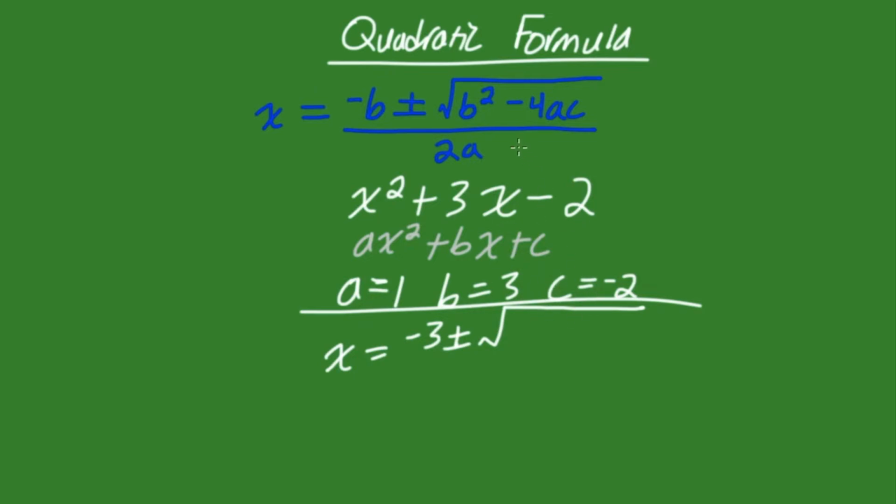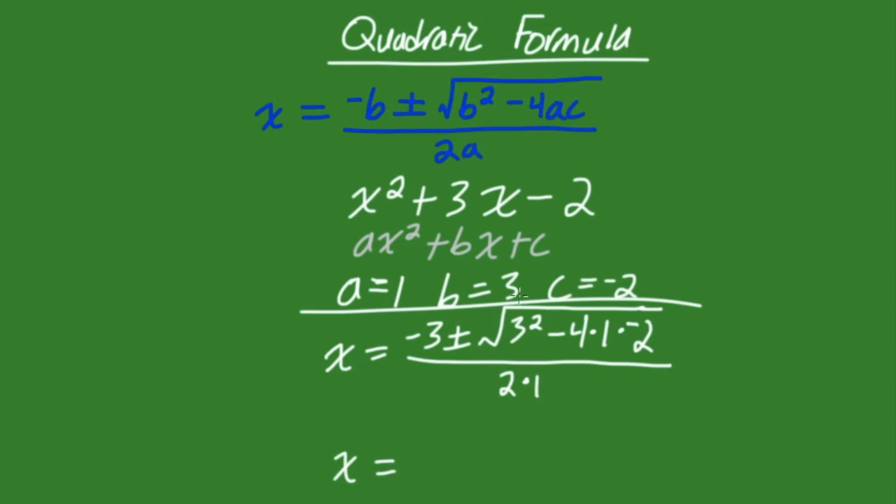And in our square root we have b squared. So b is 3, so we'll do 3 squared minus 4. And then we have a times c. So we have 4 times a, which is 1, times c, which is negative 2. And that's all inside the square root. And then we have all that is over 2a. So we have 2 times a, which is 1.